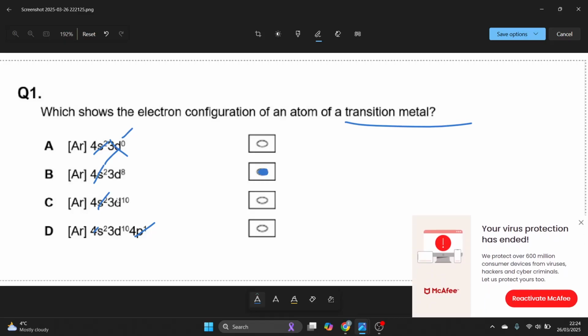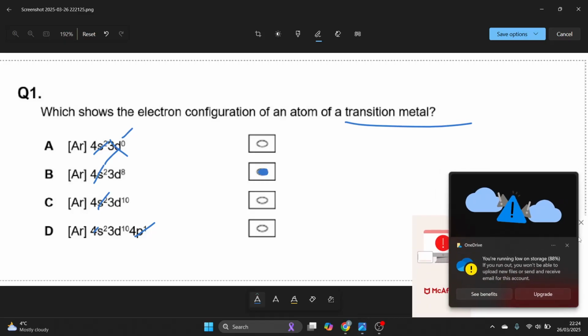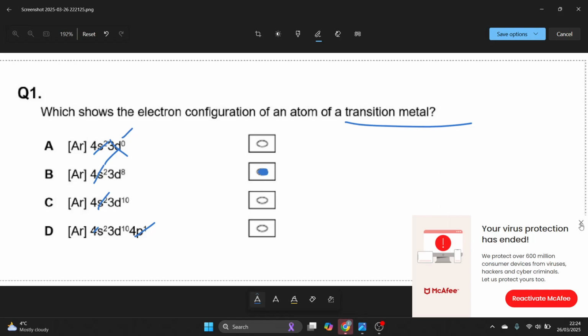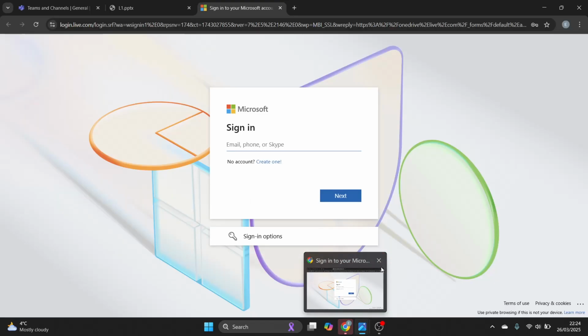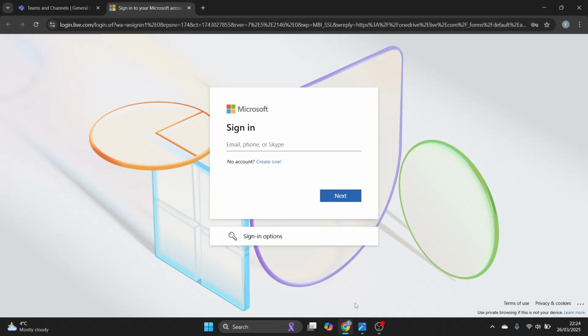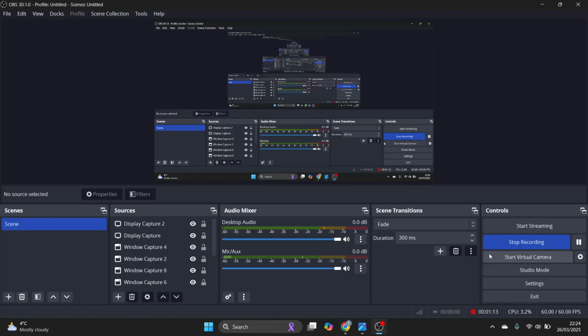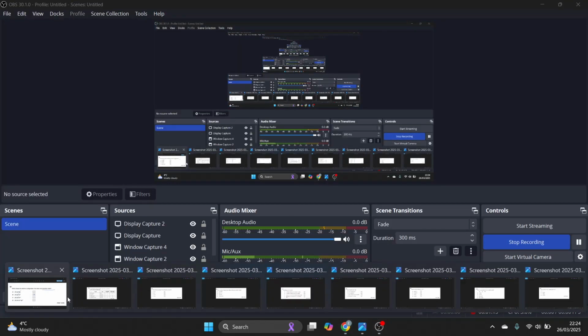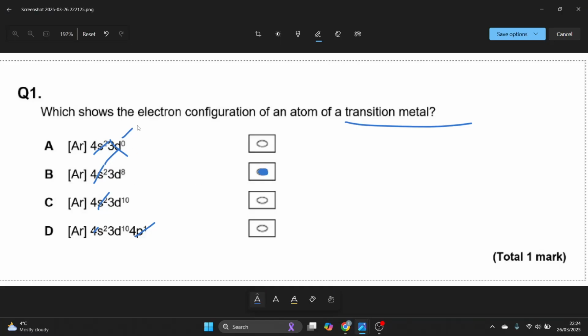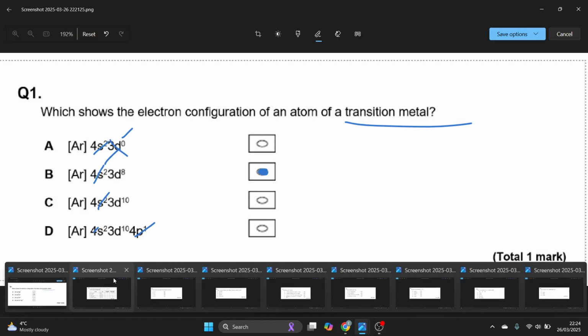Because the thing about C and D, they're both full 3D subshells, and therefore they cannot be transition metals because they've got a full 3D subshell. If they've got a full 3D subshell or an empty 3D subshell, it can't be a transition metal.